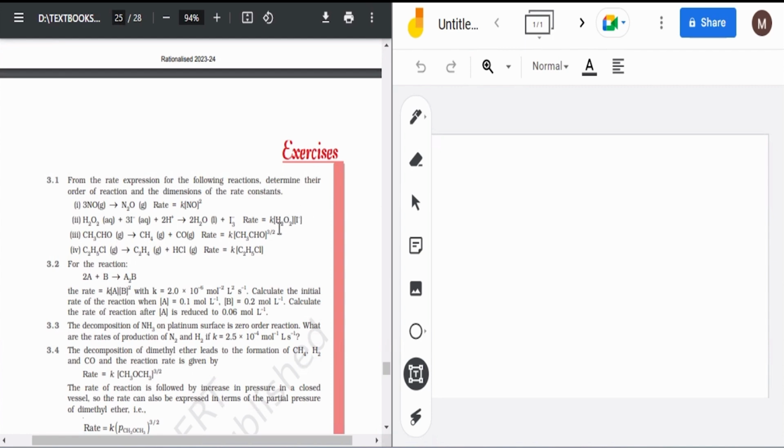So here the order of the reaction can be told as 1 plus 1 is 2, because here the power of H2O2 is 1 and the power of I minus is 1. So overall order is 1 plus 1, that is equal to 2. Similarly in the third case it is equal to 3 by 2. In the fourth case it is equal to 1. And then we are asked the dimension of the rate constant.